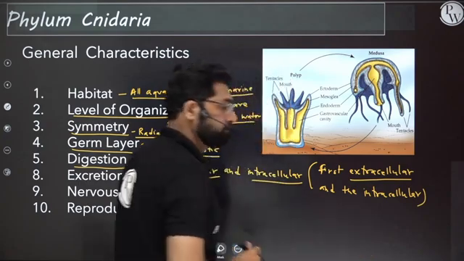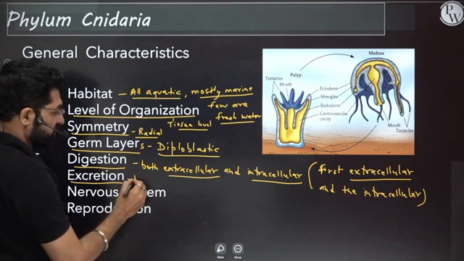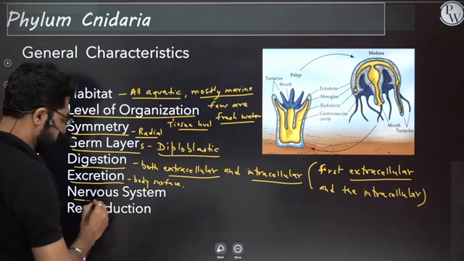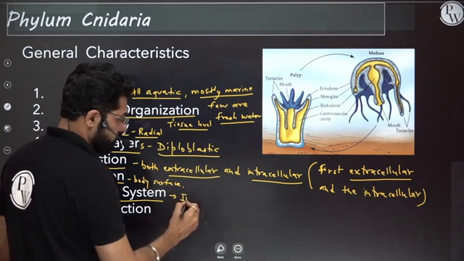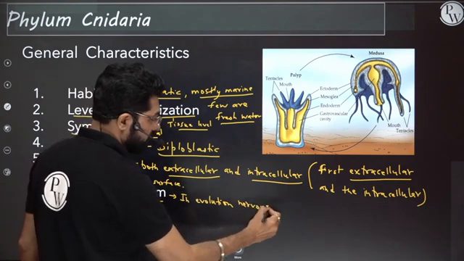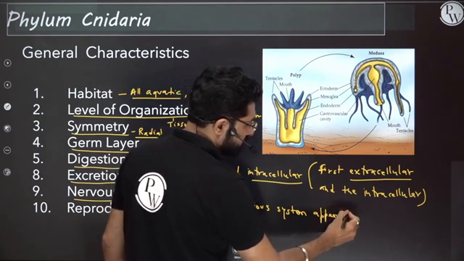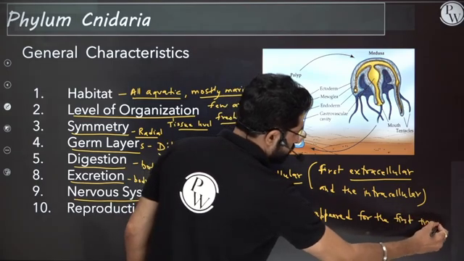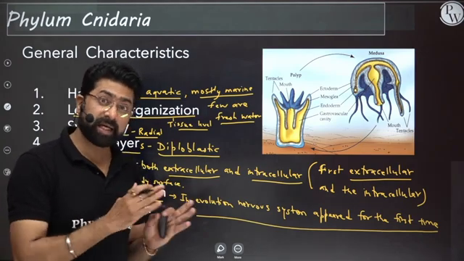Is it okay, beta? Is it okay? Clear? Excretion now. Excretion by body surface again. By body surface. Nervous system. Yes. The first time in evolution, nervous system appeared for the first time in Cnidarians. Nervous system appeared for the first time. Is it okay? Nervous system appeared for the first time in Cnidarians.